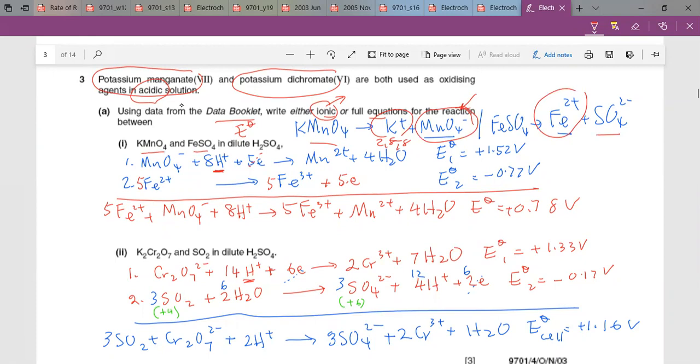MnO4 minus and Fe2 plus. Now, obviously, you have to come to this from your perfect practice. So MnO4 minus, if it's going to be the oxidizing agent, means it's going to undergo reduction. That means it's going to accept electrons, which means the Mn here is your +7. It's going to go to +2. It's going to accept electrons. So Fe2 plus must of course give electrons, no choice. Fe3 plus. So you choose the right equations from here.